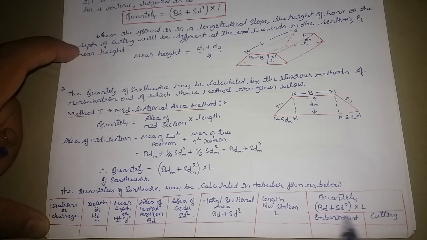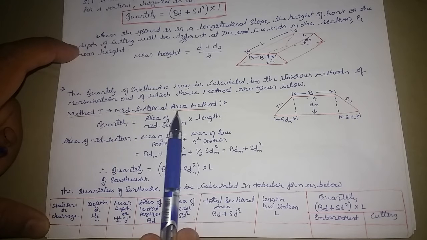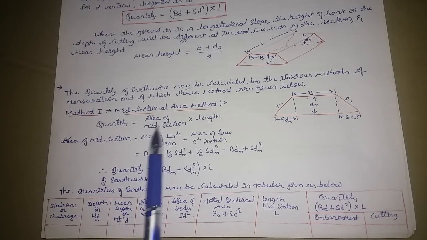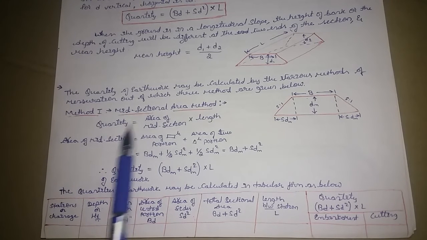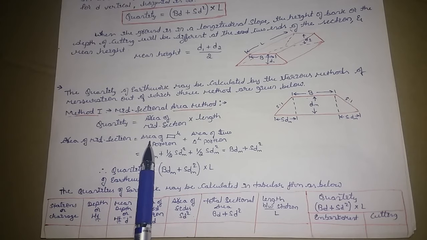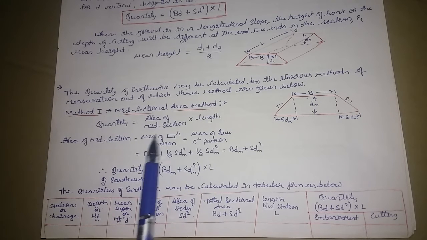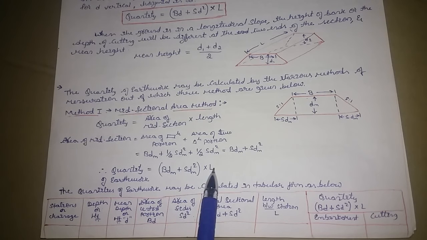We will do this in the upcoming problem, so that you will get a clear picture of why we are using this particular table. This is method number one, the mid-sectional area method. Here also, the quantity is equal to the area of the midsection into length. The area of the midsection is the area of the rectangular portion plus the area of the two triangle portions. If I substitute all these values, you will get the final value as (BDM plus SDM square) into L.